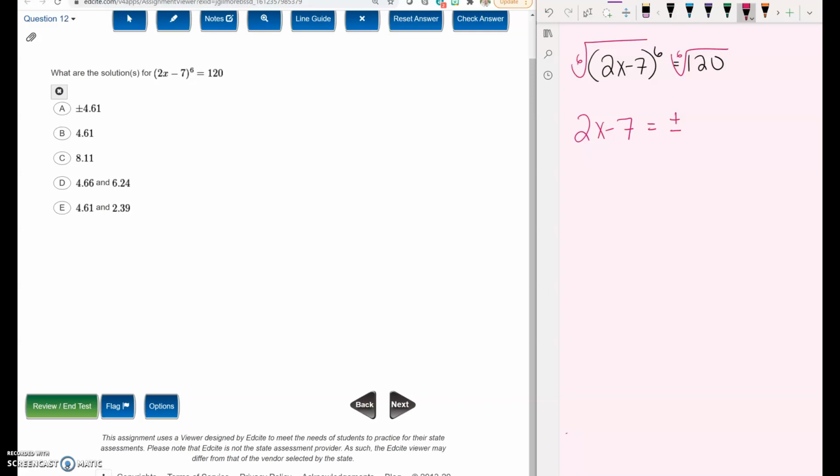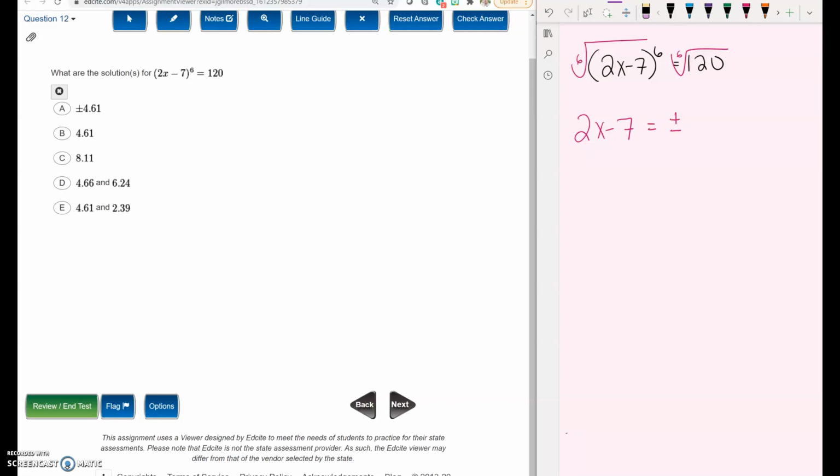And if you look at your answer choices, see how our answer choices are decimals? That means that we're going to have to do some rounding. So we need to do the 6th root. Now, if you have a scientific calculator, your keystroke is going to be 6.